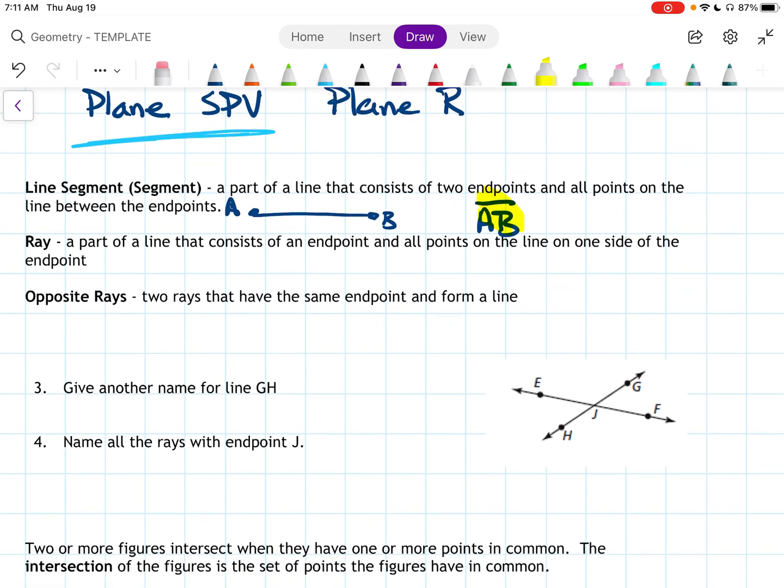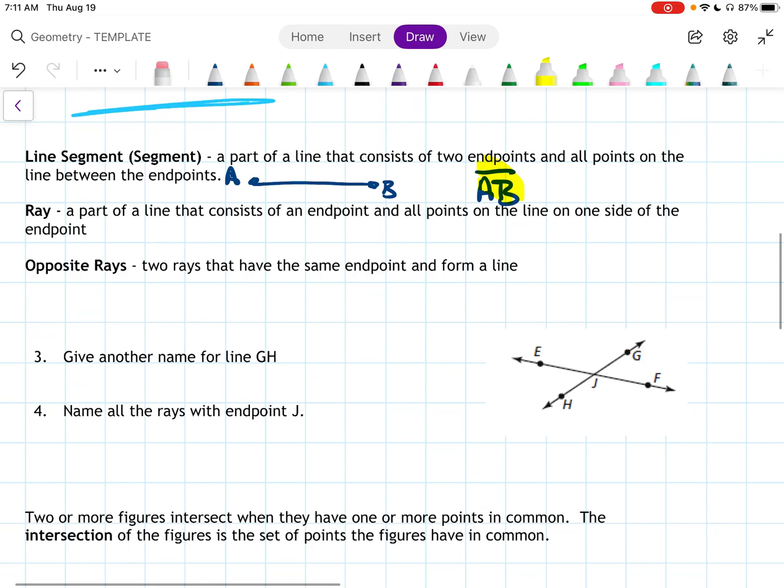All right, a ray would be like if you have something like that. It's kind of like half a line. This would be ray AB with one arrow.